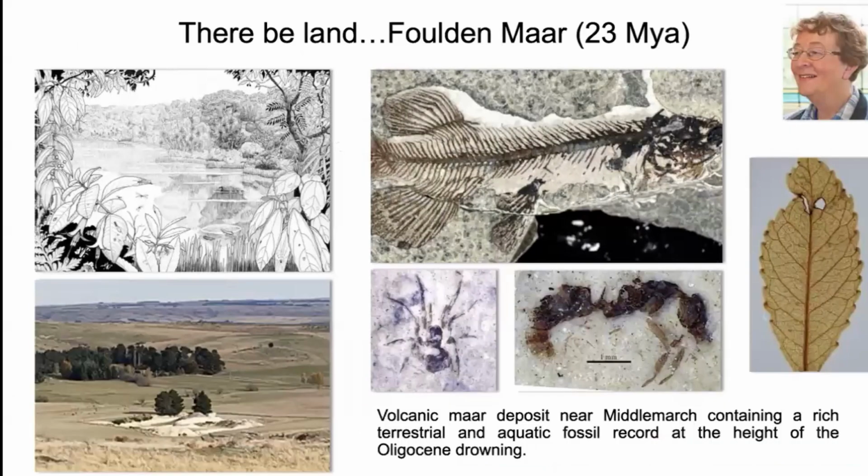But we know from all the fabulous work of Daphne Lee and her group that there was land at the height of the drowning. We have Foulden Maar, which needs no introduction, being this maar deposit out near Middlemarch that contains this really rich terrestrial and aquatic record preserved, or basically pickled, in this lake. Its vegetation and climate is similar to southeastern Queensland, and it has some of the oldest fossils we have in New Zealand, like of our galaxiids or ants or spiders, and leaves with stomata, the breathing parts of leaves that take in CO2 and breathe out oxygen, still preserved.